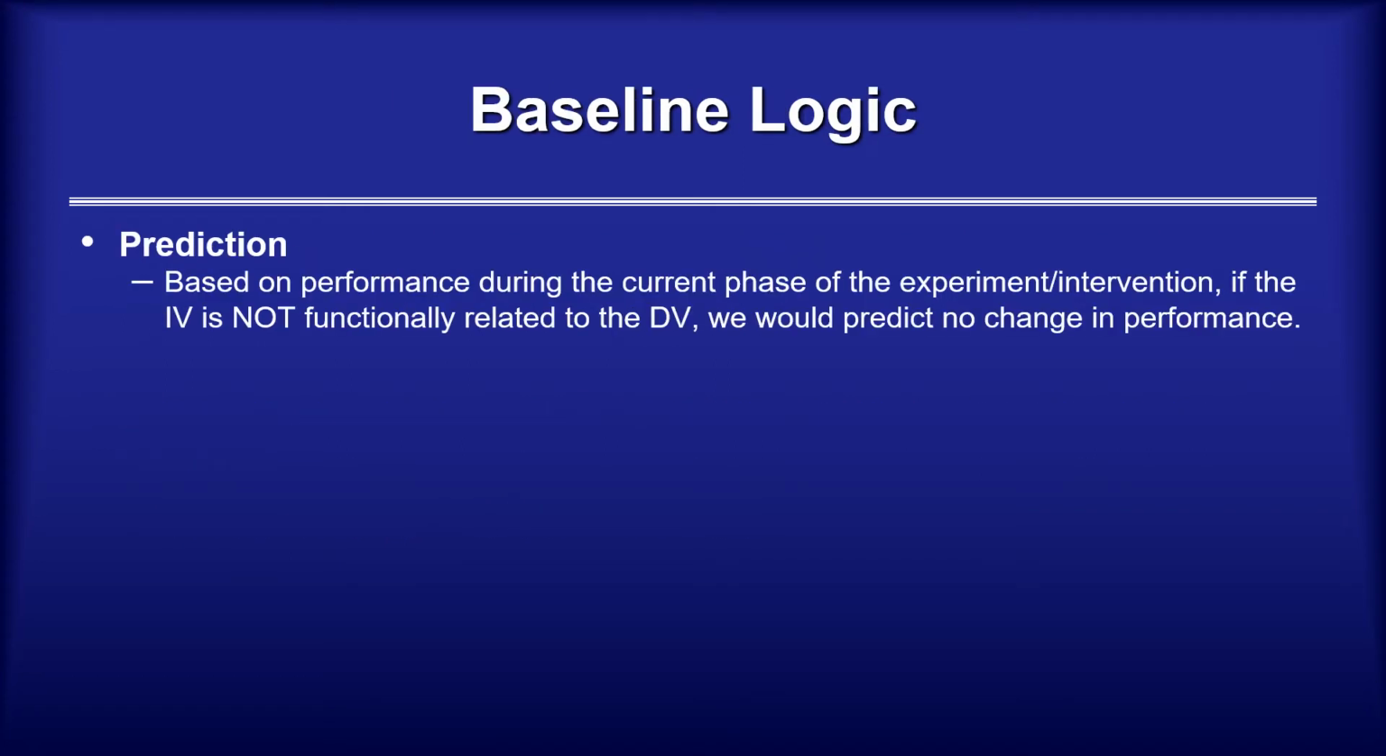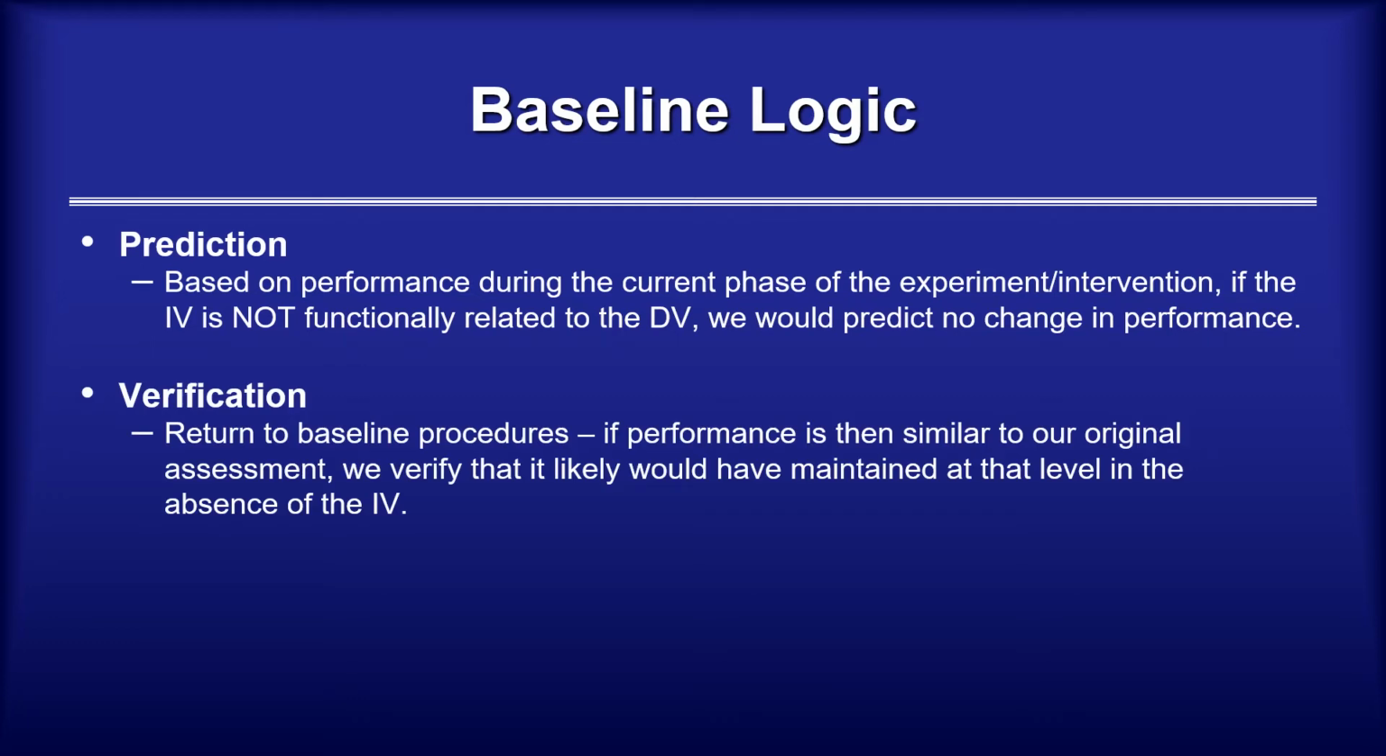Let's start out with a review of baseline logic. This refers to how we use each type of experimental design to judge whether there was a functional relation between the independent variable and the dependent variable. Prediction means that, based on performance during the current phase of the experiment or intervention, if the independent variable is not functionally related to the dependent variable, we would predict no change in the performance.